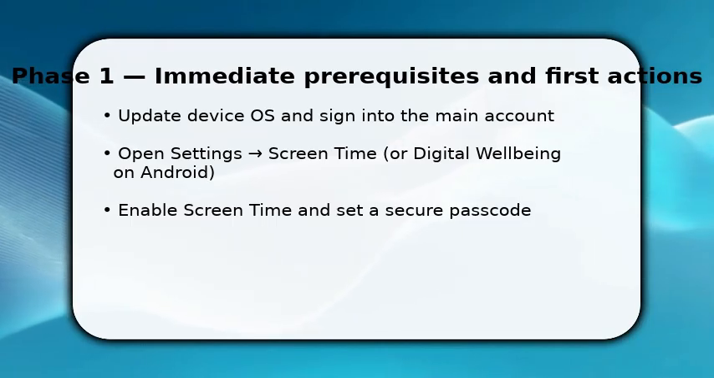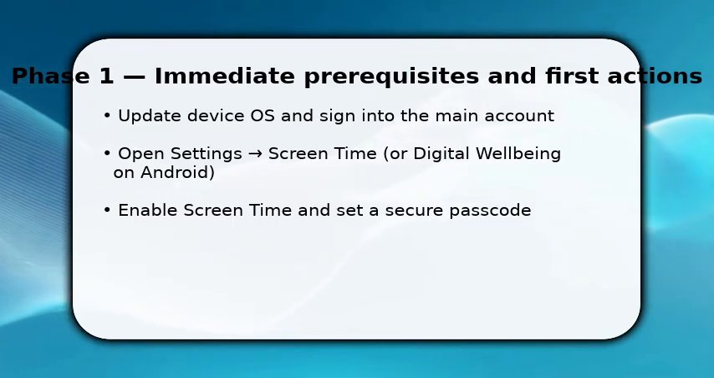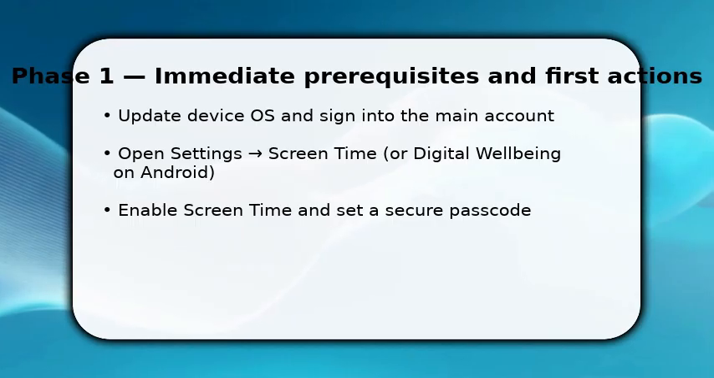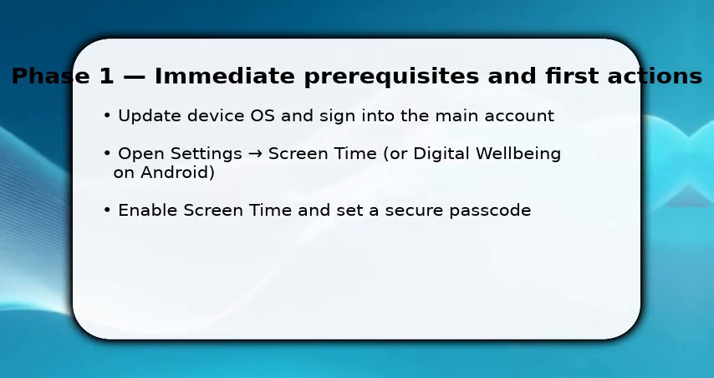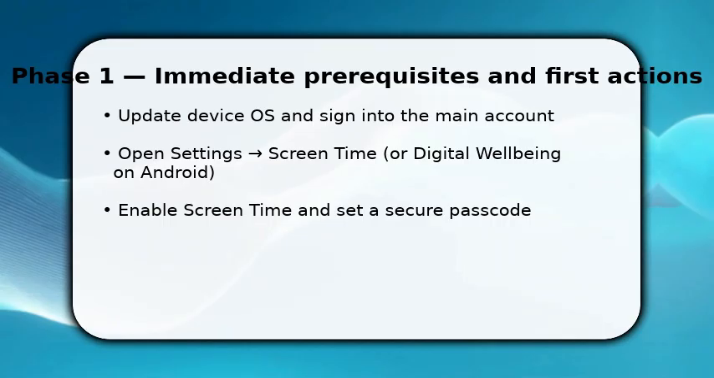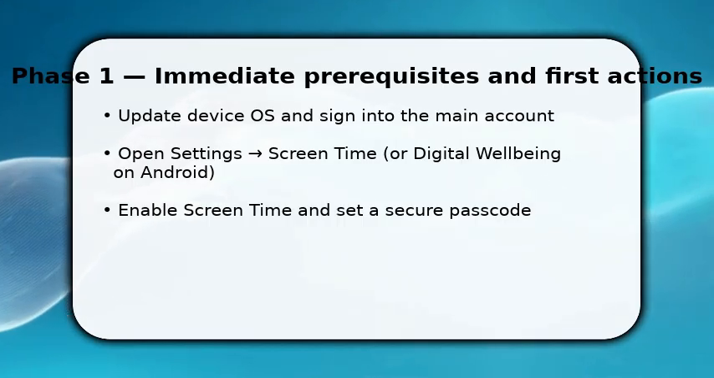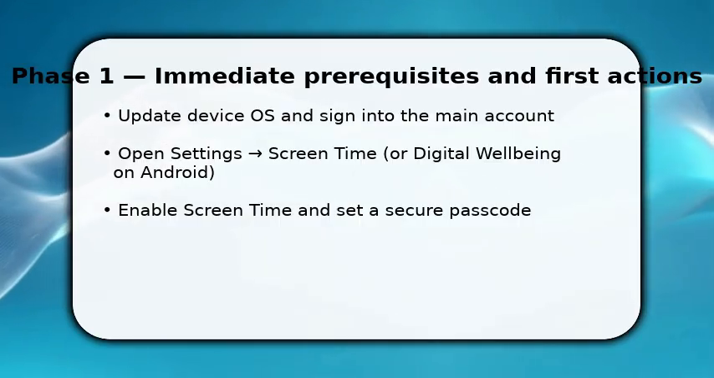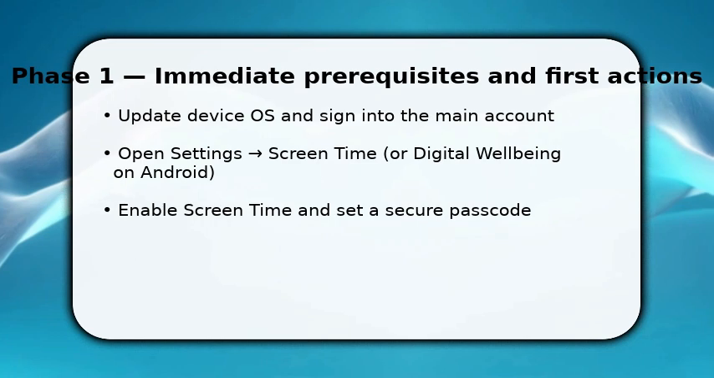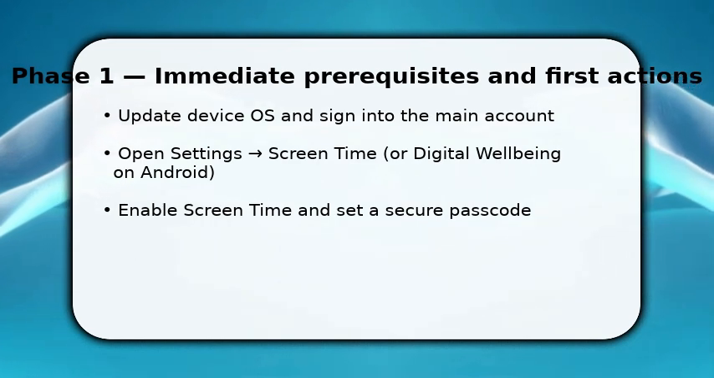Enjoy the video. You start by making sure the device is up to date and you are signed into the primary account because limits depend on system features. Once done, open Settings and go straight to Screen Time. On Android, use Digital Wellbeing. The labels differ, but the concept is the same. Make sure Screen Time is enabled and set a passcode now so changes stick. This initial step prevents inadvertent overrides and lets you create reliable app limits that apply consistently across days and users.